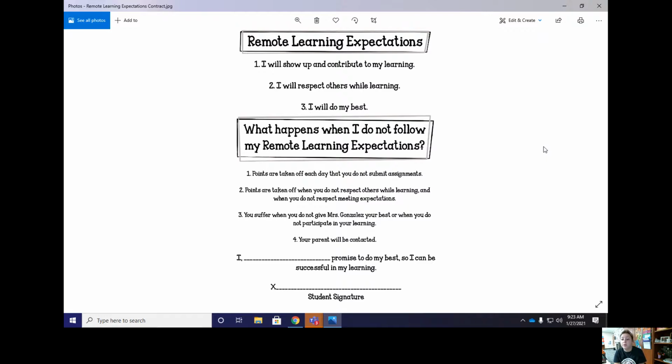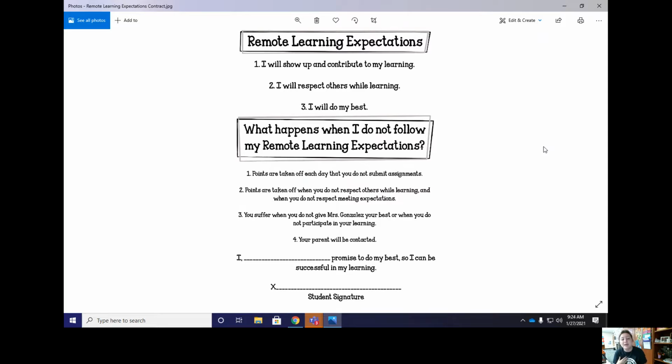Okay. So now let's talk about what's going to happen when you don't follow the remote learning expectations. So first of all, points are taken off each day that you do not submit assignments. Just like when you're in school and you're not turning in homework or work, you get points taken off of your work habits grade. That grade is all about if you're doing your work, if you are contributing to good work habits. Okay. And if you're not, you're getting deducted for that.